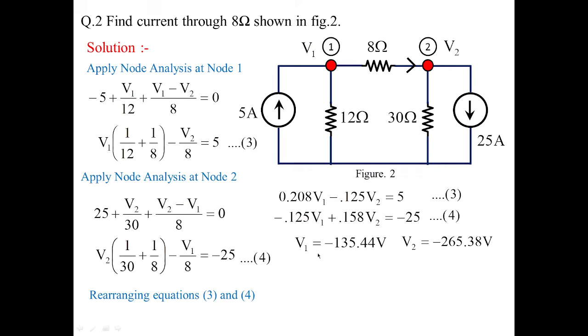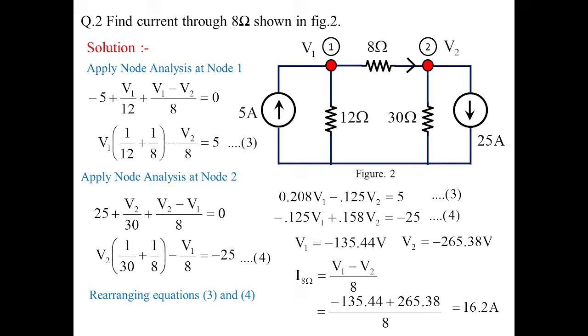Once we obtain the value of V1 and V2, we can get the value of current in the 8 ohm branch, which is (V1 minus V2) by 8. So (V1 minus V2) by 8, so minus 135.44 plus 265.38 divided by 8 will give you the value as 16.2 amperes. So you can see whether we employ superposition theorem, mesh analysis or node analysis, we got the same current. The resultant current is one and the same.